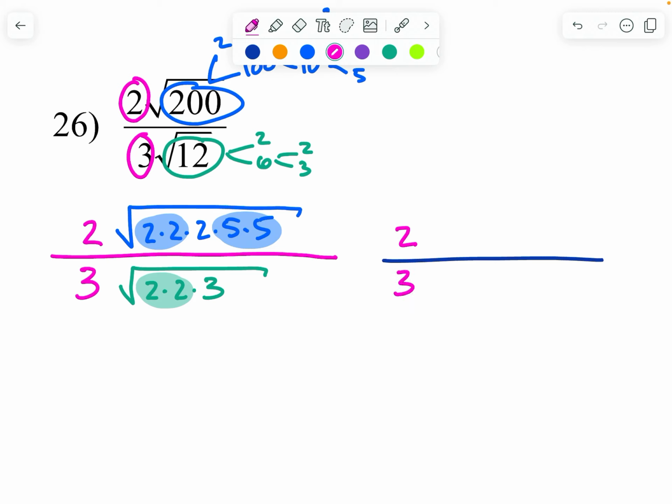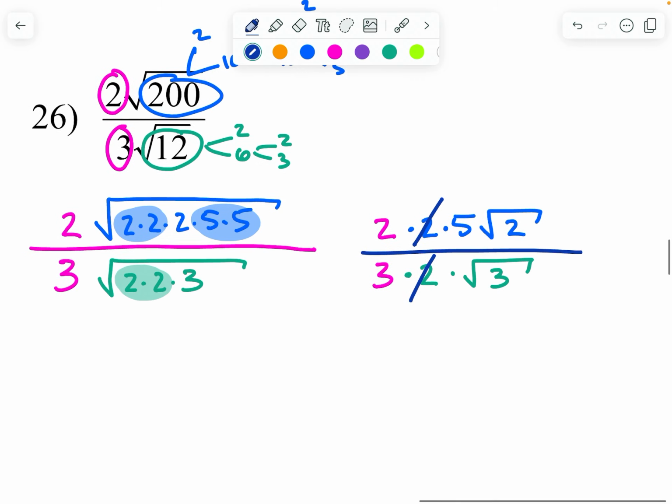The 3 is just still out on the bottom. I pull out that pair of 2s. I pull out that pair of 5s. I have a 2 left in my radical. I pull out the pair of 2s. I have a 3 left in my radical. I can simplify because there's a 2 and a 2 on the outside like that.